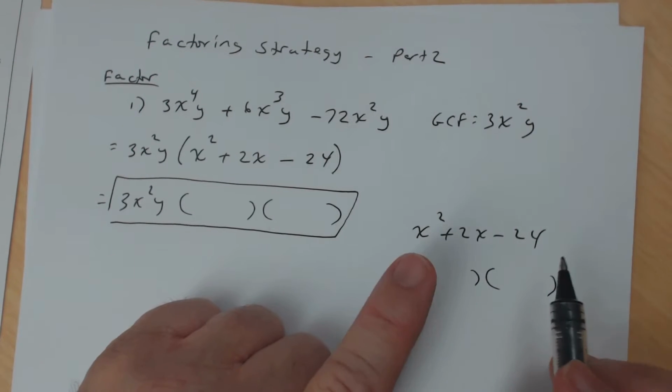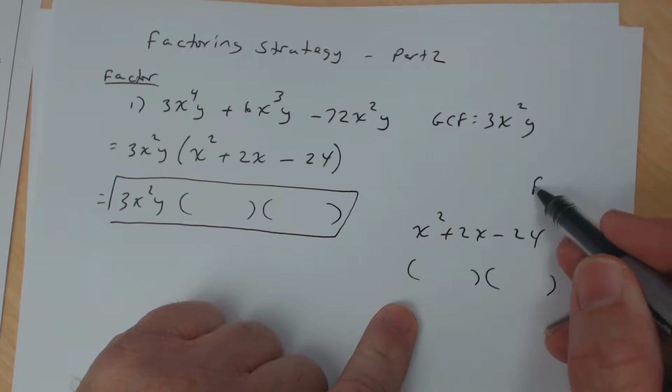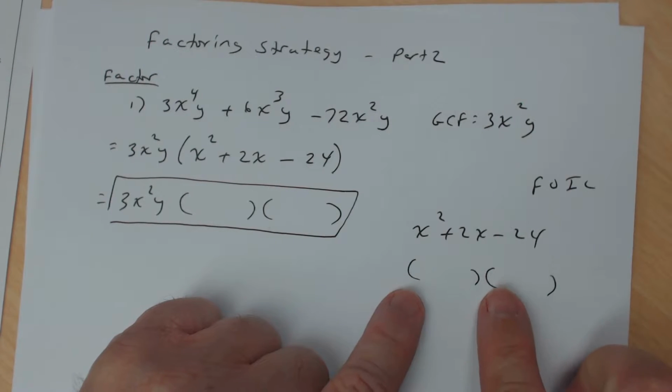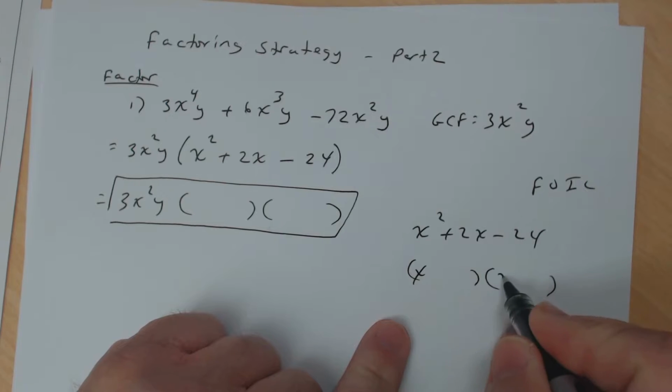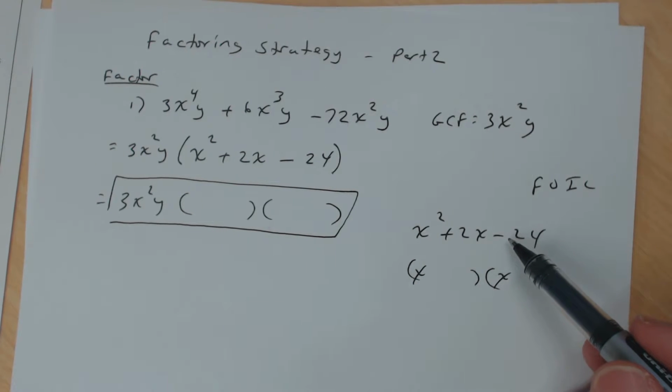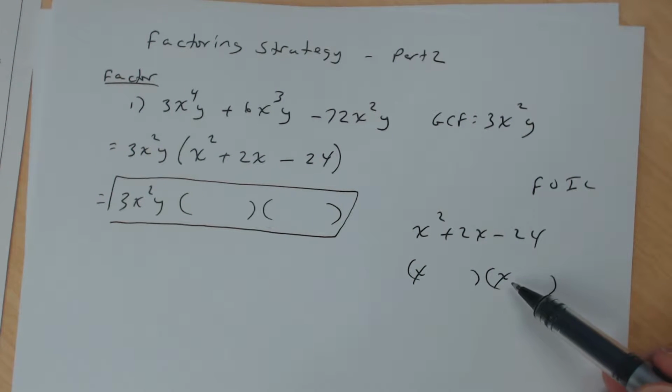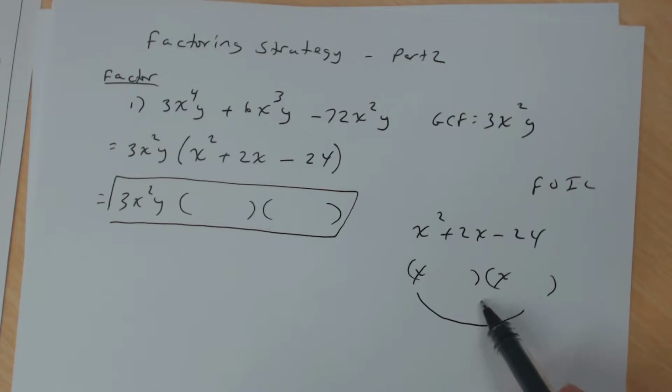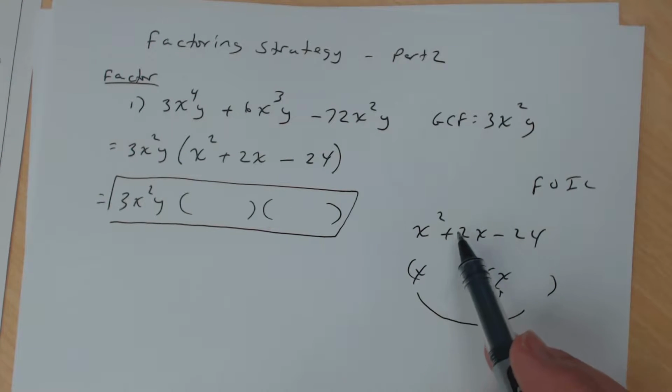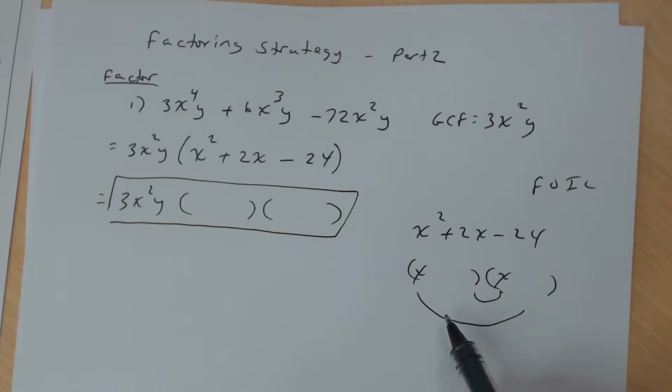So we're going to do trial and error using the idea of FOIL. The first times the first, x times x is x squared, so that's good. Remember the last sign's negative, so that means that both signs in here are going to be different. And remember the outer and the inner, one's going to be positive, one's going to be negative, and when I add them up, I got to get this 2x. In particular, it's positive, so that means the larger of these will have to be positive.